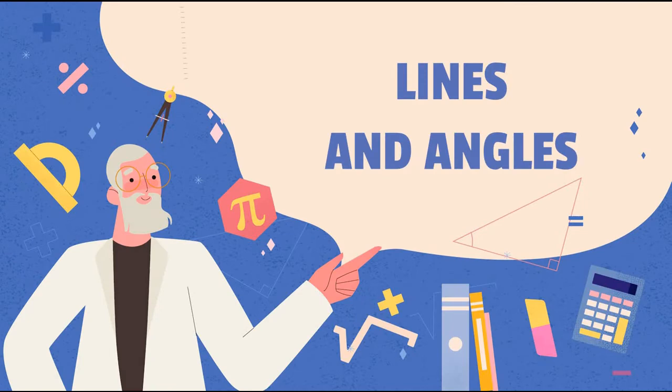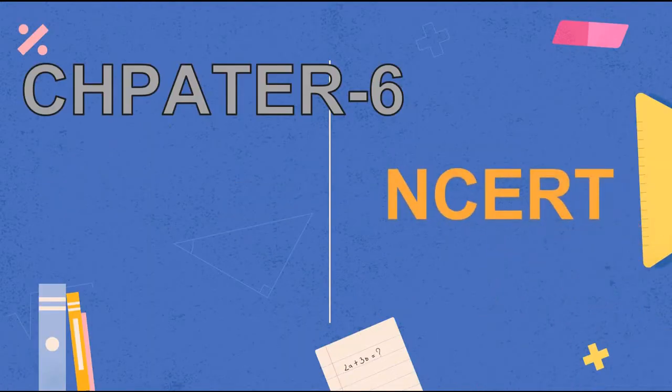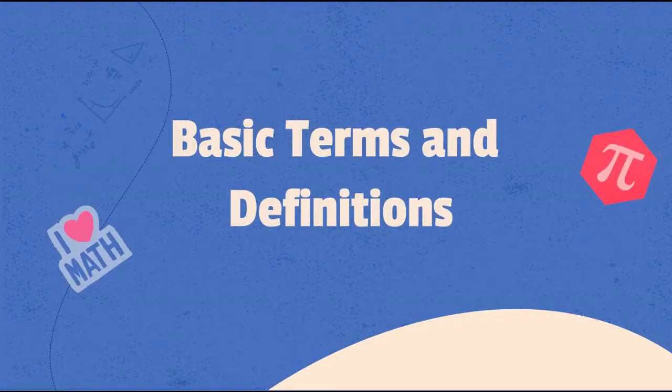Lines and Angles. It's chapter 6 of NCERT of class 9, and by the name of the chapter only you might be guessing that it's of the subject mathematics. So let's get into it. First, we'll look at the basic terms and definitions that we have in this chapter, lines and angles.